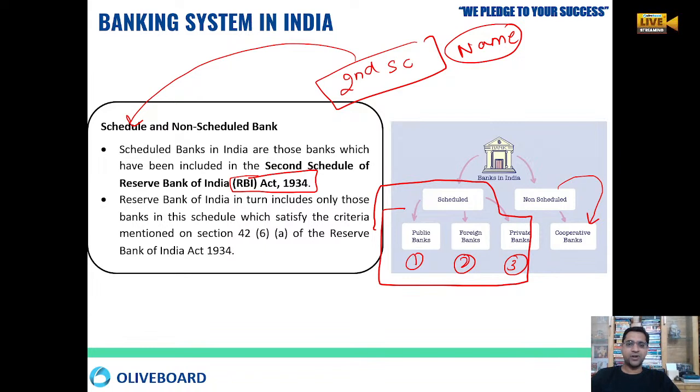So the Reserve Bank of India includes in this schedule only those banks which satisfy the criteria given in section 42 of the RBI Act. Okay, RBI keeps only those banks in the schedule list who satisfy certain criteria. We are not going very deep into that because this is a basic concept series. You just have to know what is there, right?